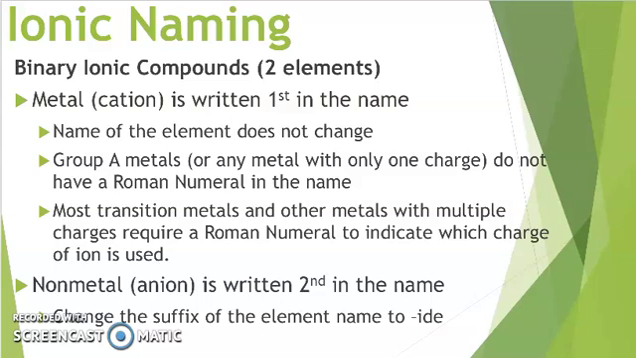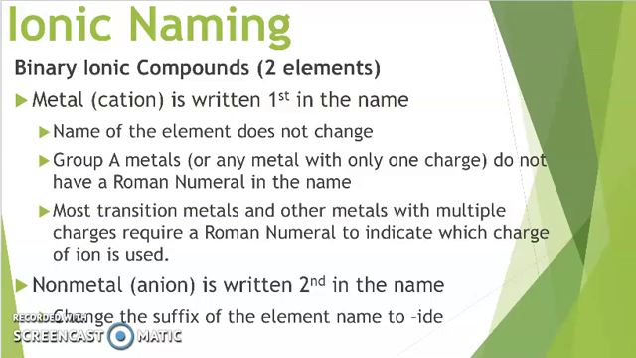The rest of your transition metals and other metals with multiple charges, like those in group 14 or 4A, require a Roman numeral to indicate which charge of ion was used. So you can find the charge by crossing up your subscripts and checking the negative, and then seeing what the charge is, and then putting the charge as a Roman numeral behind the name.